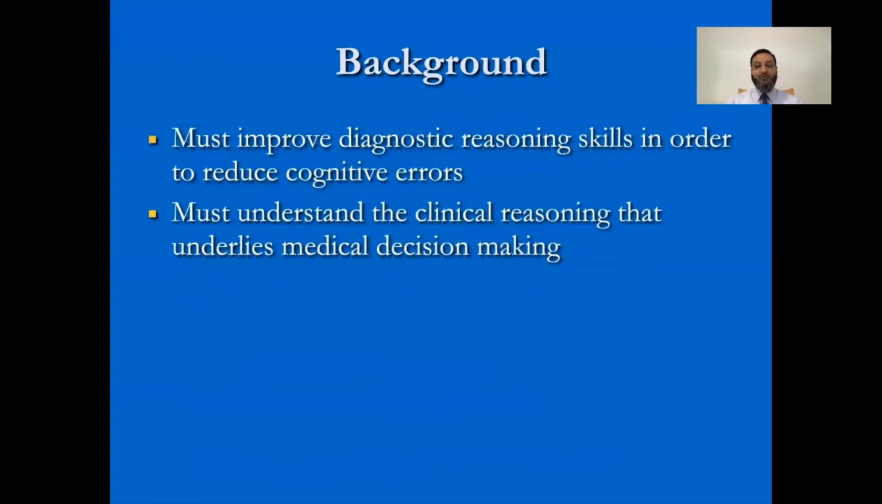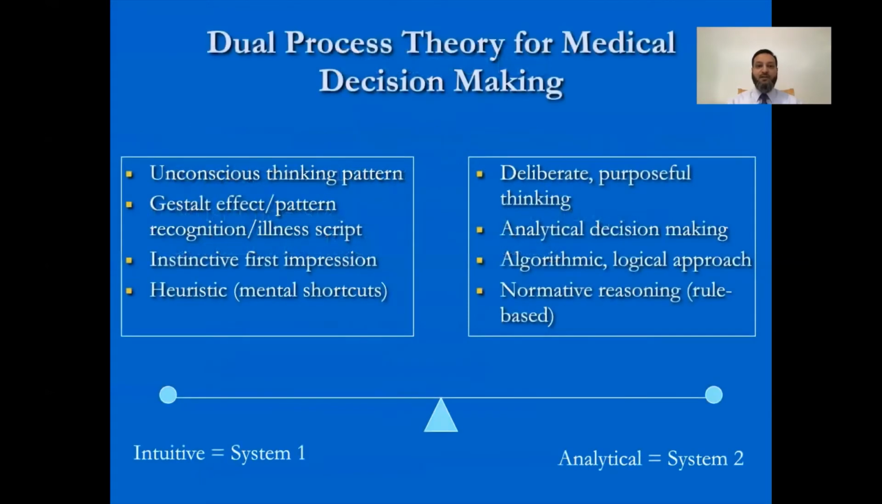So we must improve diagnostic reasoning skills in order to reduce cognitive errors. But first, we must understand the clinical reasoning process that underlies medical decision-making. So let's briefly review that. A theory called dual process theory is available to help with the hypothesis of medical decision-making.